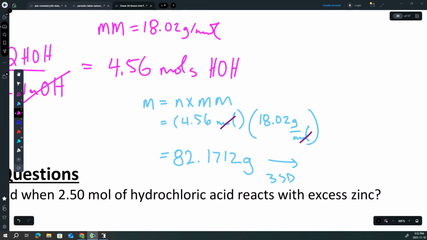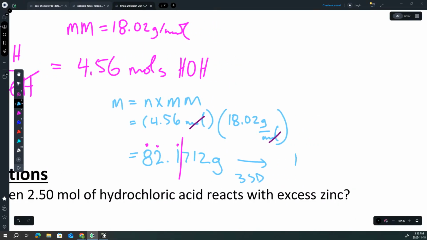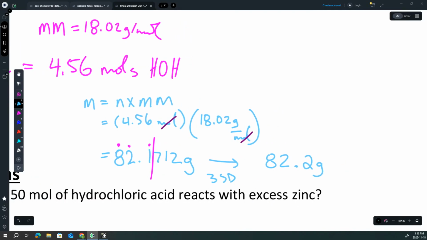So our cutoff line is 1, 2, 3. Cutoff line is right there. So our final answer is 82.2 grams, and that's going to be of water, which you can either write as HOH or H2O, either or.